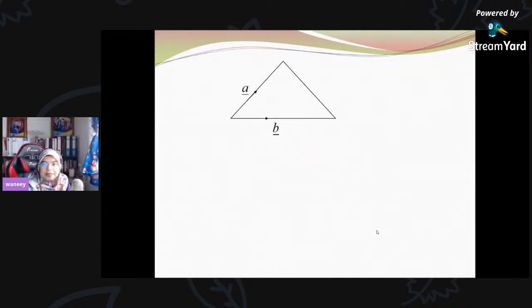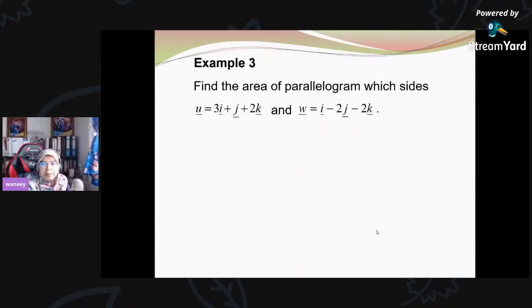Okay, next. Find the area of the parallelogram whose sides are u equal to 3i plus j plus 2k and w equal to i minus 2j minus 2k. So the sides are u and w. In order to calculate the area of the parallelogram, we first have to know the value of u cross with w. Or you can do w cross with u. It doesn't really matter, but normally I prefer u cross with w.